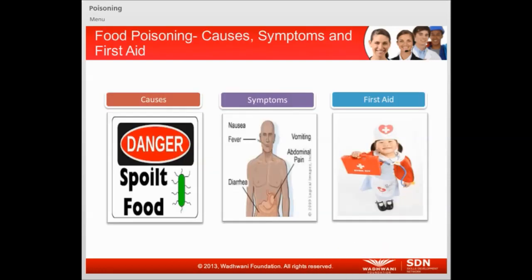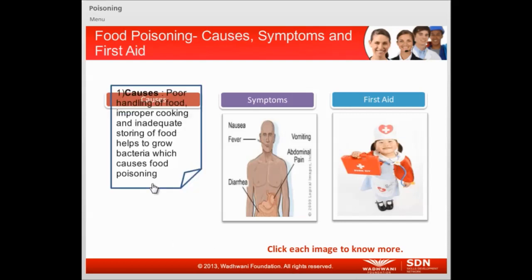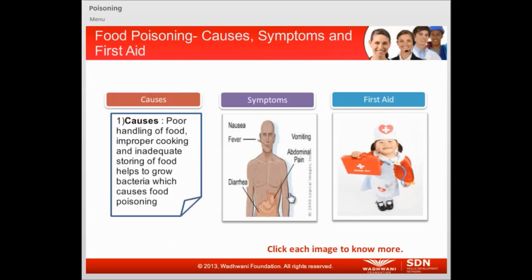Food poisoning is very common nowadays, so let us see the causes, symptoms, and first aid for food poisoning. Click the images to know more. 1. Causes. Poor handling of food, improper cooking and inadequate storing of food helps to grow bacteria, which causes food poisoning.